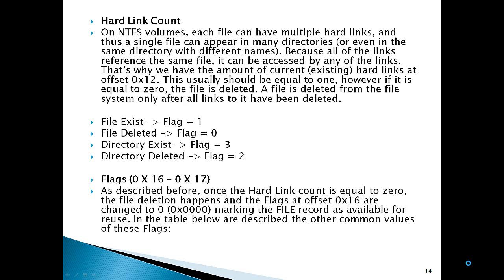Because all of the links reference the same file, it can be accessed by any of the links. That's why we have the amount of current or existing hard links at offset hex 12. This usually should be equal to 1. However, if it is equal to 0, the file has been deleted. A file is deleted from the file system only after all links to it have been deleted. So in other words, if you have 5 hard links to the same file, deleting one of the hard links only deletes that link and won't actually delete the file until all of the hard links have been deleted.